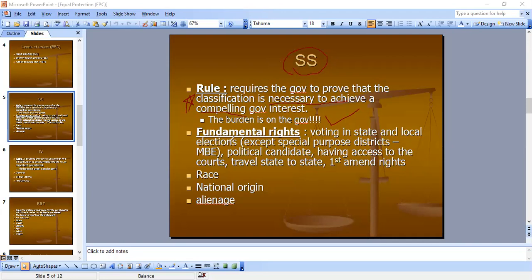interest. Now, basically, strict scrutiny is going to be used if your MBE is based on fundamental rights. Voting in state and local elections, except, this is an exception for MBEs, I've seen this, special purpose districts. Okay, we won't use it. So voting in state and local elections, political candidate, having access to the courts, travel state to state, and First Amendment rights. All of these are fundamental rights. If you see any of these, you're going to bring up strict scrutiny. Also, race, national origin, and alienage. All of these will be based on strict scrutiny, necessary to achieve a compelling government interest, and then you do your arguments using the facts.